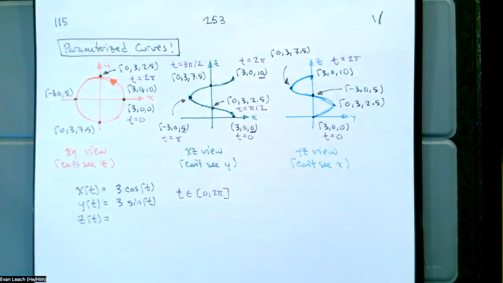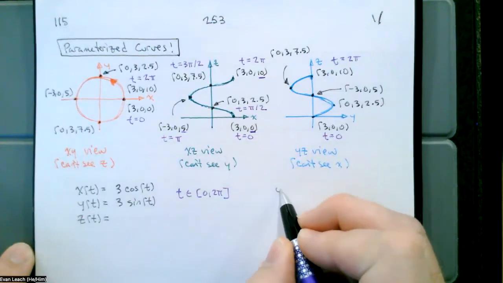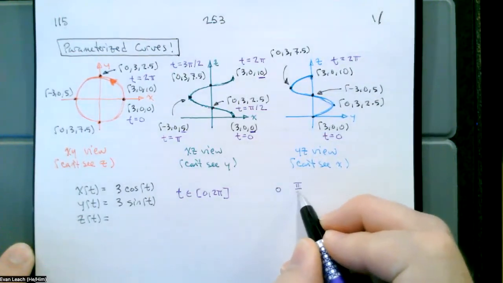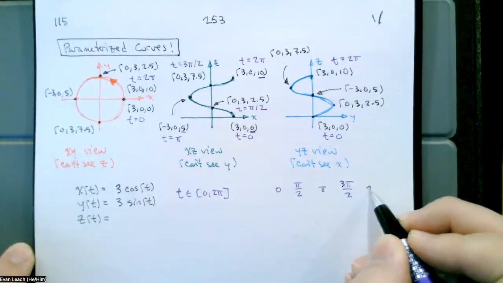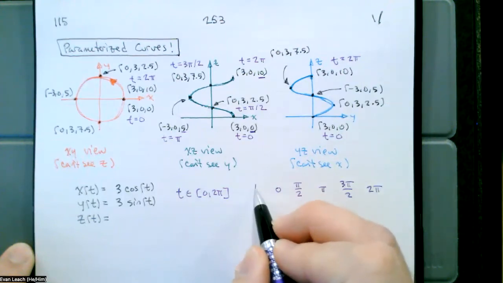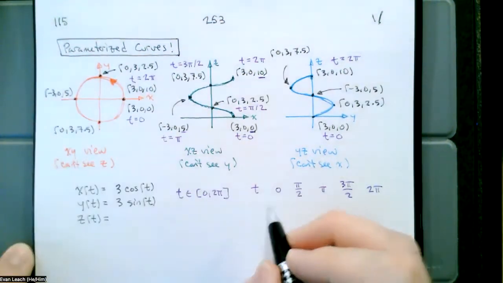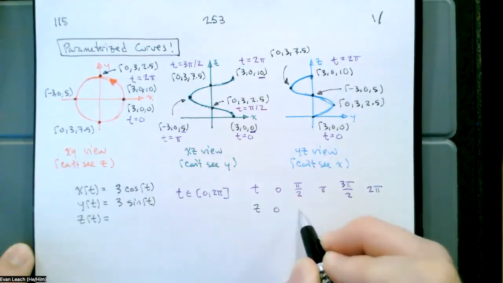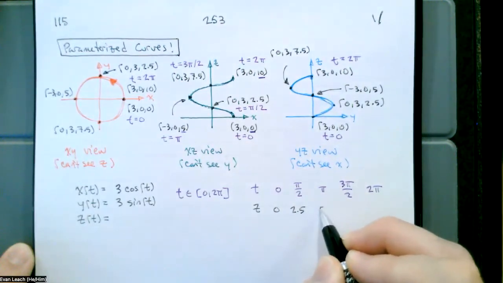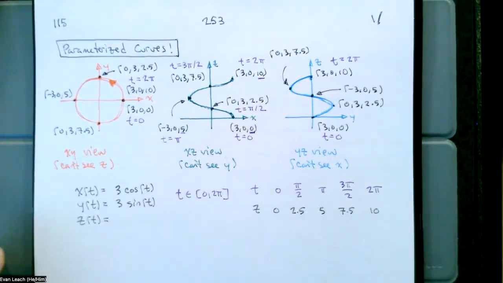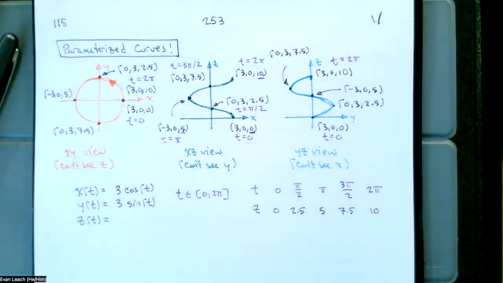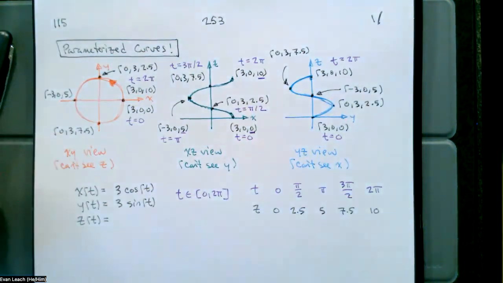Now we can really see what kind of function we are building. So if I look at values of t, 0, pi over 2, pi, 3 pi over 2, 2 pi. And then write down our values of z, 0, 2.5, 5, 7.5, 10. We can see that we're just using a linear function. Z is a linear function of t.